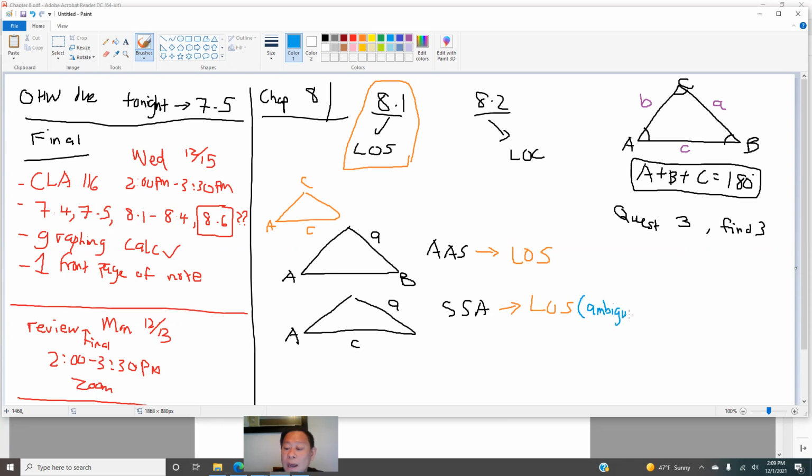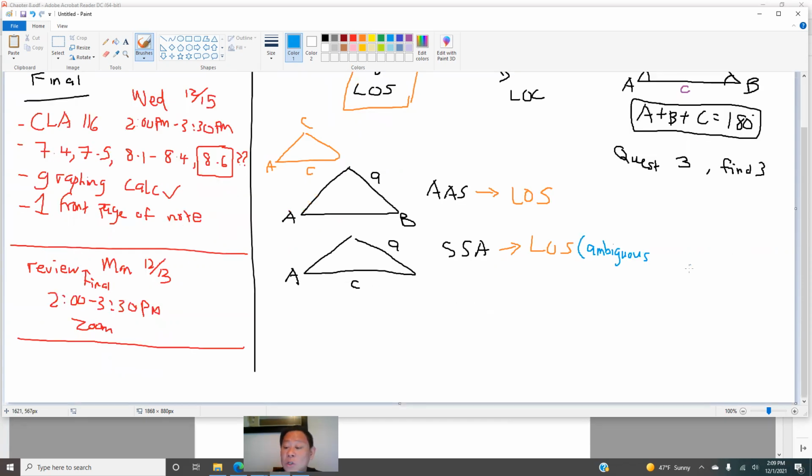What is the meaning when I say it is an ambiguous case? It means that if you have a side angle situation, you can have no triangle, you can have 1 triangle, or you can have 2 triangles. So this is the only time that you will get this ambiguous case. You can only get 1 of those, and I'll show you how to figure it out.